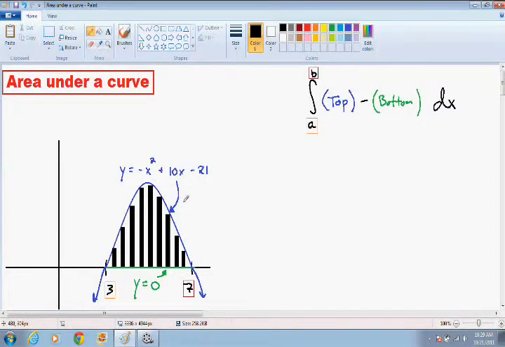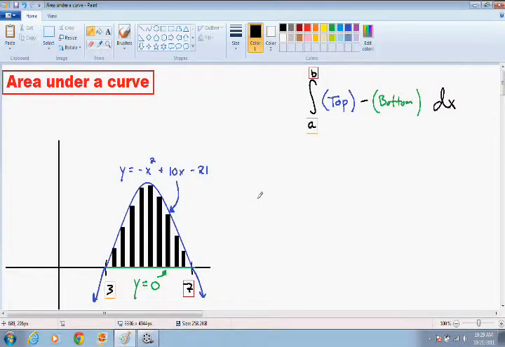And the first thing you should do in these type of problems is always color in with rectangles the area which you're trying to find. So notice how I colored in the area we're trying to find in rectangles, because that makes it easier to see which is the top function and which one is the bottom function.